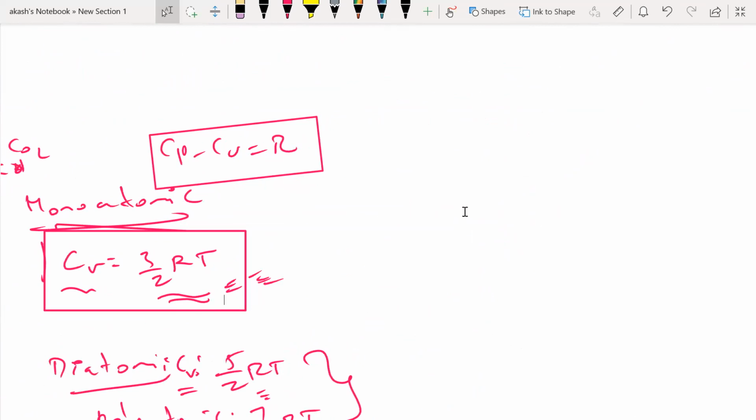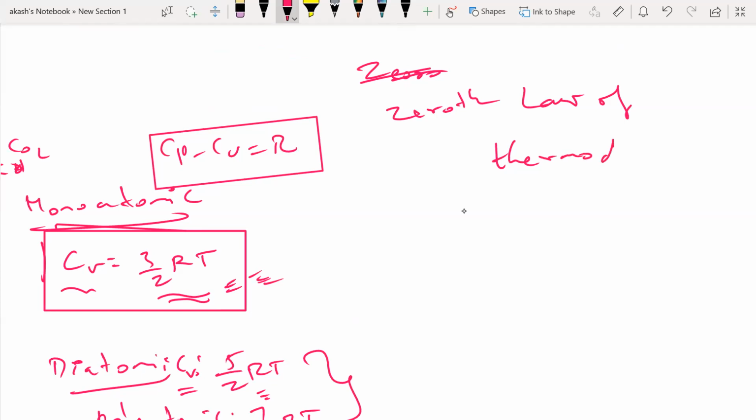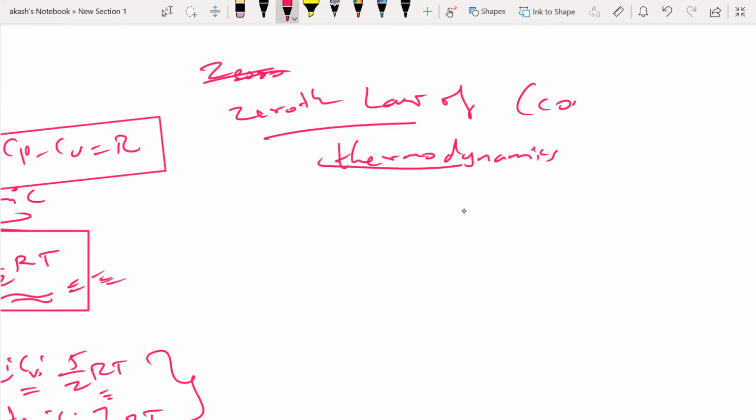Okay, right. Moving on, people. Moving on. So now we are going to see the zeroth law of thermodynamics. And this law is also called the common sense law. Right? So what does that mean? If you have a little common sense, obviously you'll be able to understand this law. You don't need to know science to understand this law.